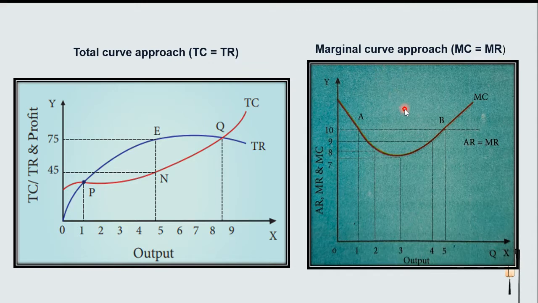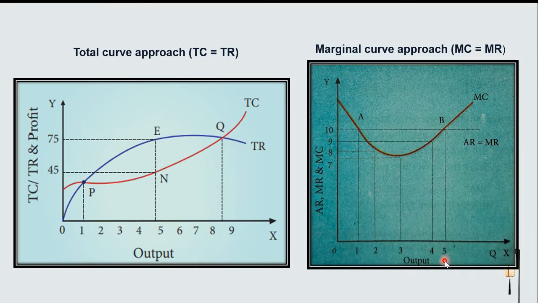In this approach, the following two conditions have to be achieved. What are the two conditions? One, MC must be equal to MR, and the second one, the MC curve cuts the MR curve from below. There are two conditions in the marginal curve approach. The first condition is MC must be equal to MR. The second condition is MC cuts the MR curve from below. So, shall I explain this?